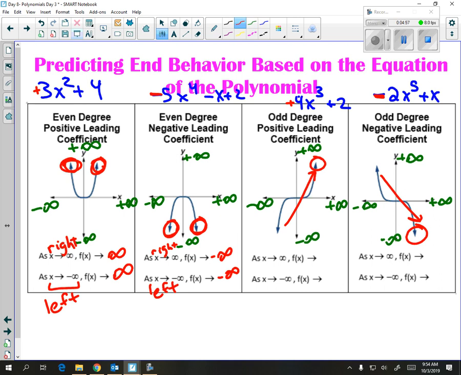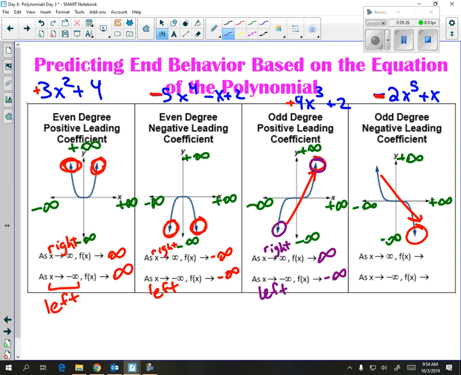Again, this is saying as x goes to the right, look at what your graph is doing. Your graph is heading up on the right, so you're going to put f of x goes to infinity because your y values are going up. As x goes to negative infinity on the left, your graph is heading down, so you're going to put negative infinity.